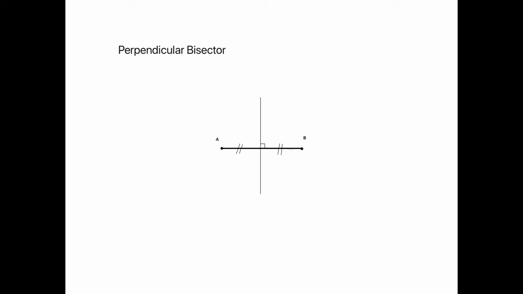So segment AB here was cut into 2 equal pieces. You'll see the 2 little hash marks on either side there. And the line that came down right through the center is at a 90-degree angle. So this line right here is the perpendicular bisector of segment AB. And a bisector can be a line, a segment, or a ray. It just has to be going right through the midpoint to bisect it into 2 equal pieces.